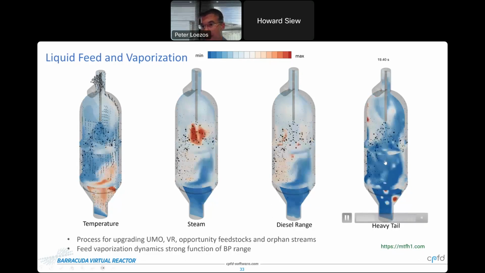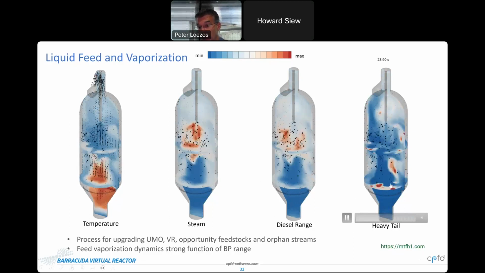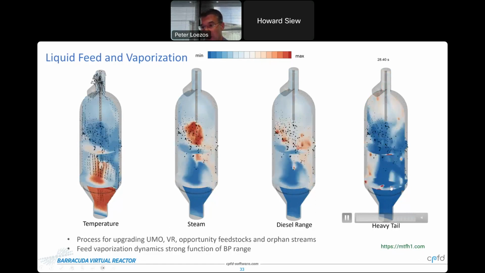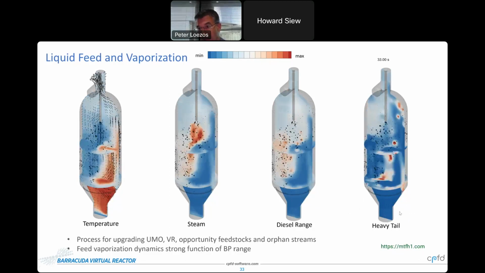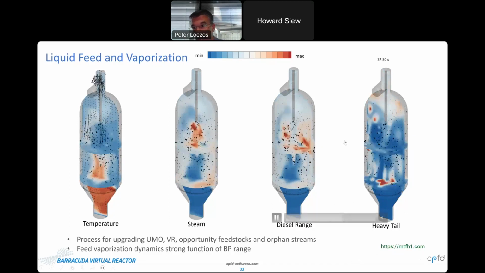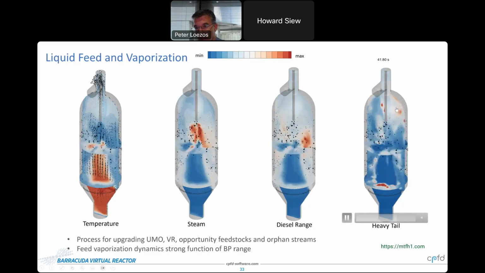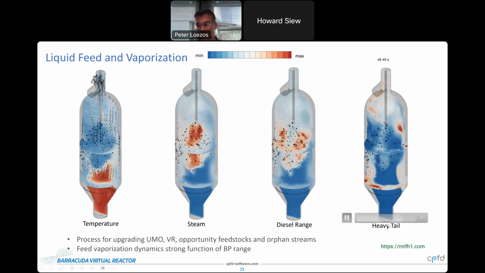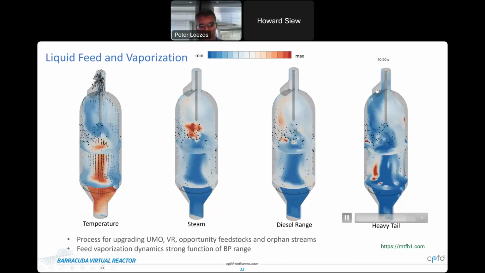If we look at the fourth animation, the heavy tail, that material has to penetrate much further into the reactor, all the way down to the combustion zone before any significant vaporization can occur. And in fact, some of that material actually penetrates through the combustion zone, through the feed zone, all the way down to the bottom of the reactor. Now, if you look closely, you'll also see some fine droplets. Those are being elutriated overhead, and those are generally composed of heavy tail material. So that's going to pose a significant fouling or coking risk downstream.